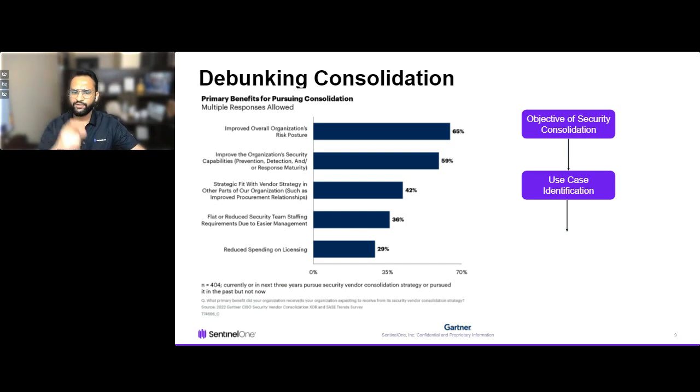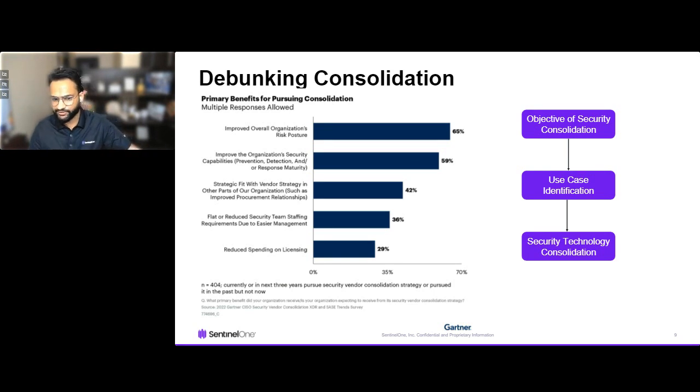Do you want to integrate the entire threat detection and response workflow? Do you want to automate the access policies across different systems? Do you want to make sure the security of the entire cloud or software pipeline is taken care of? So identify the use case. Then look at performing security technology consolidation. So what is security technology consolidation?